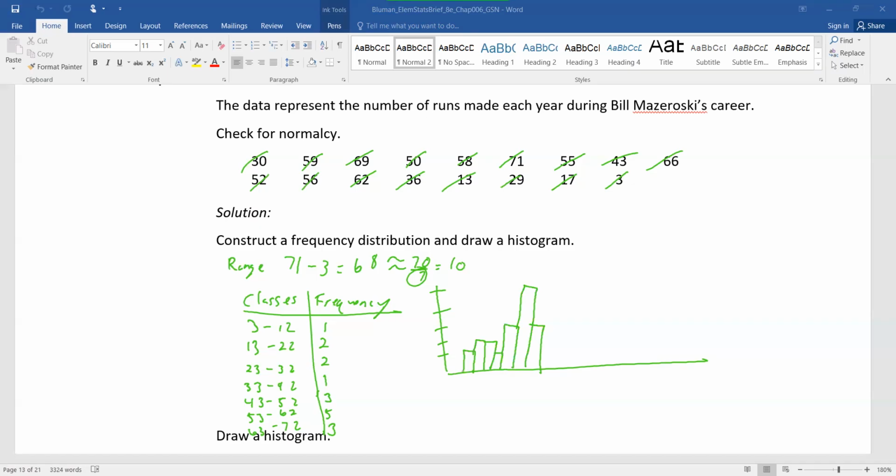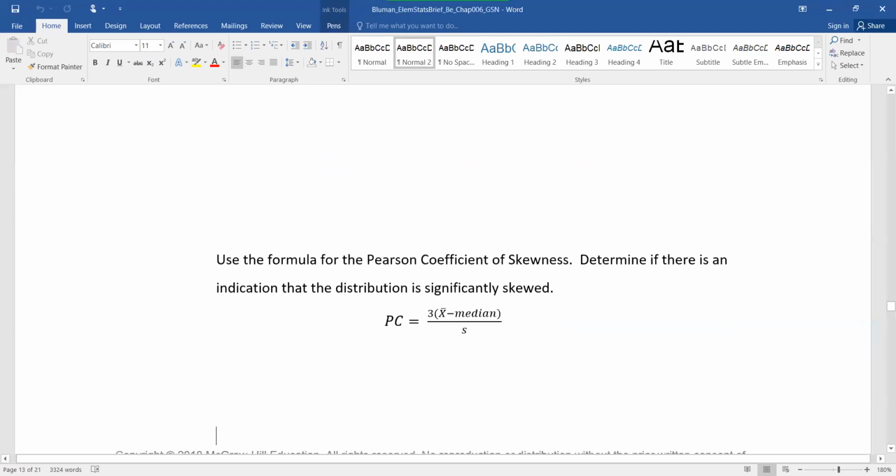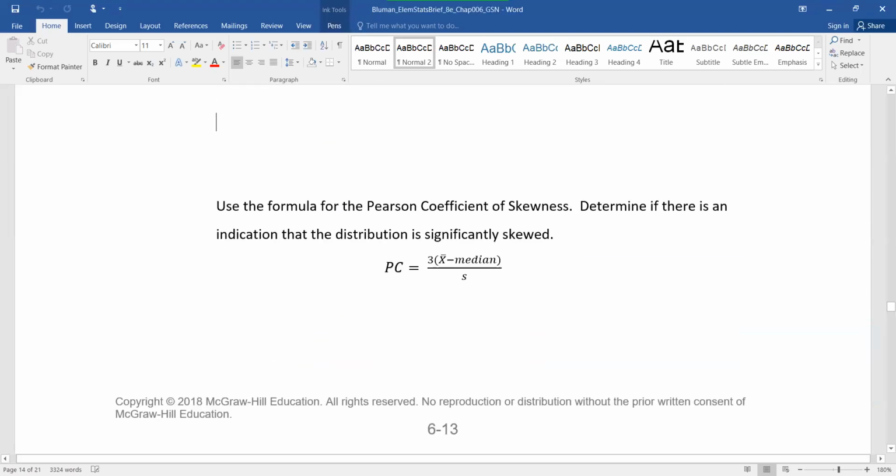All right, the next part wants us to use the Pearson coefficient. Let's do that again. Oh gosh, we're gonna have to. Why don't they just give us the? All right, well, let's go calculate the standard deviation real quick. I'm gonna calculate all that. Perfect. All right, what was our numbers?